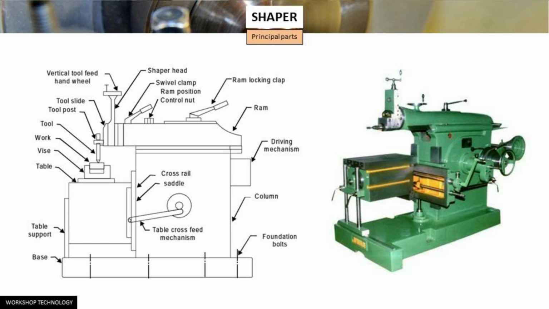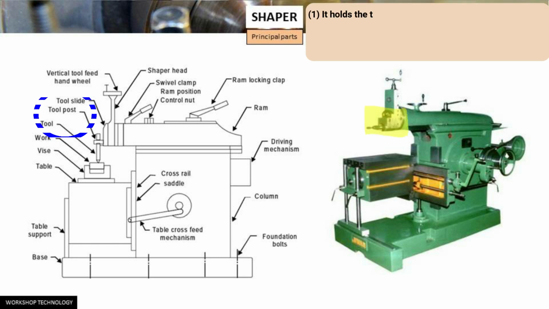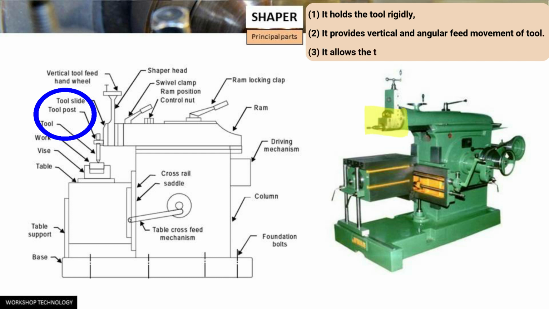And last but not the least, we have the tool head. The tool head of the shaper performs three basic functions. First, it holds the tool rigidly. Second, it provides vertical and angular feed movement of the tool. And third, it allows the tool to have an automatic relief during its return stroke.